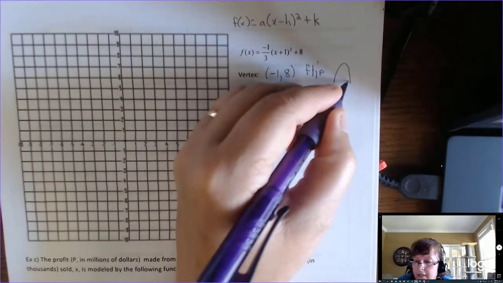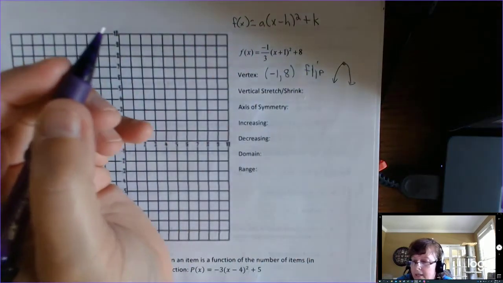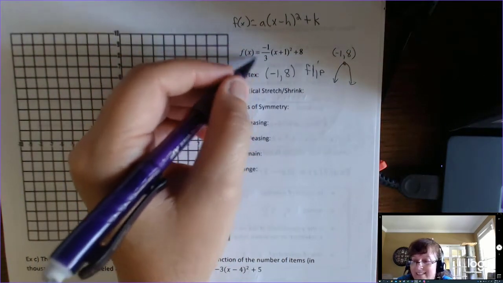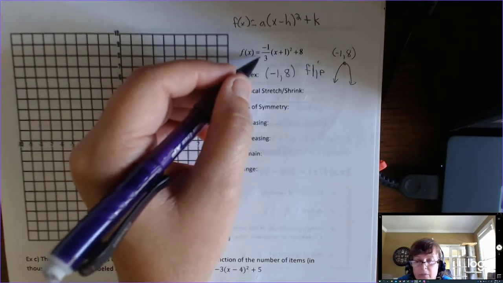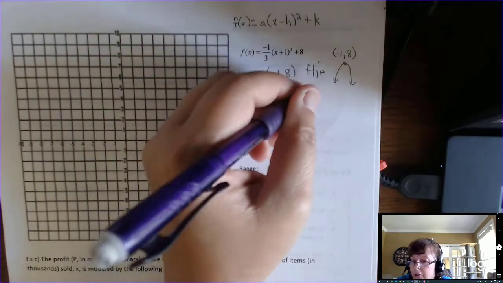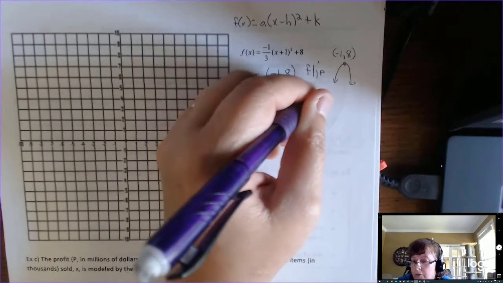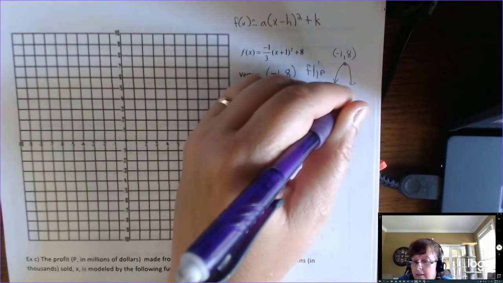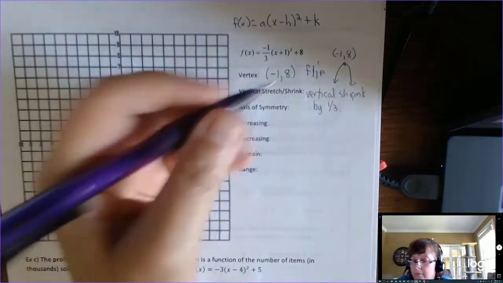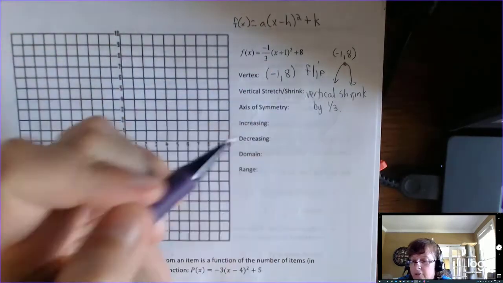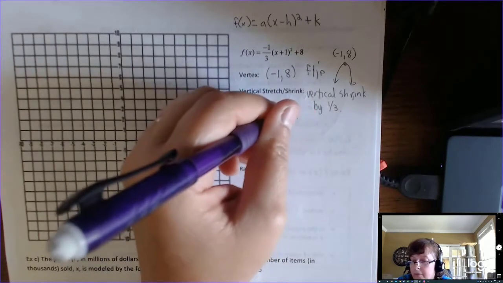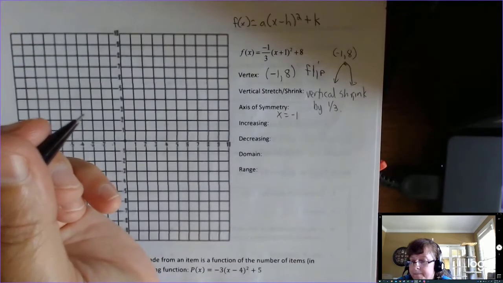And so I'll sketch that now so I can keep it in my head. Not only is there going to be a flip, I wanted to show you that this is going to be a vertical shrink because the absolute value of a is less than 1. So the vertical stretch or shrink is going to be a vertical shrink by 1/3. I'm taking care of the negative by flipping it, and then the shrink happens by a factor of 1/3. The axis of symmetry, remember, is just x equals negative 1. It's a vertical line through that x coordinate.